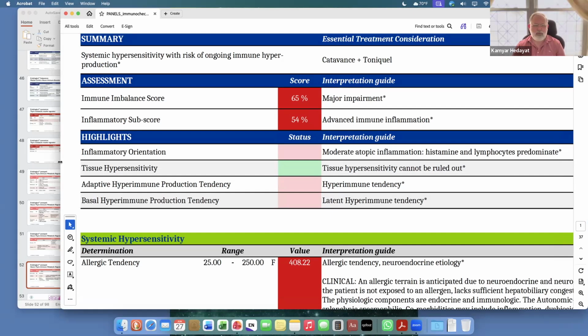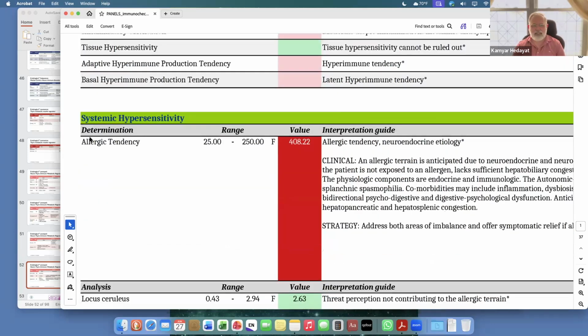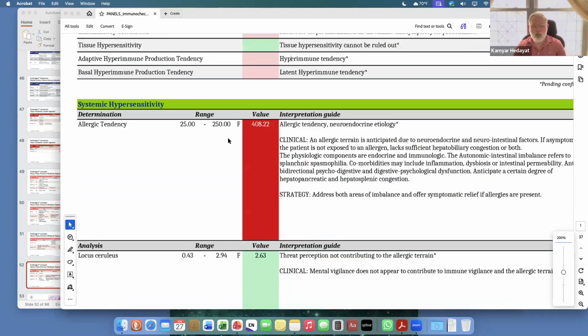And then it goes through the adaptive and basal hyperimmune tendency. And it says, okay, the reason this person has a hyperimmune tendency has to do with how they're adapting. They have a latent risk in structure in their basal metabolic activity, but the problem is really in adaptation. And then, as you've seen in the other indexes, you'll have the top line determination of the allergic tendency, with the normal range, the value, and a discussion.